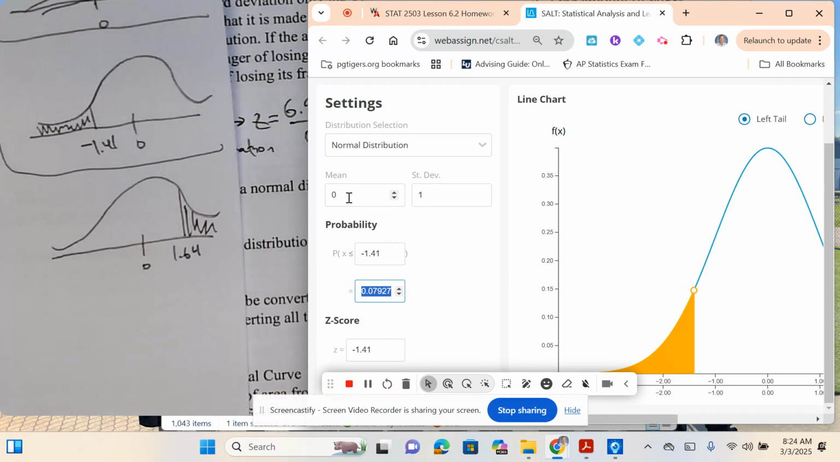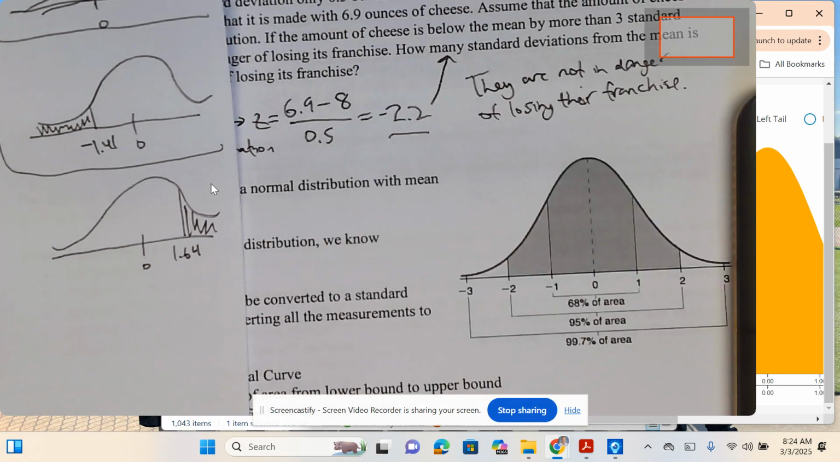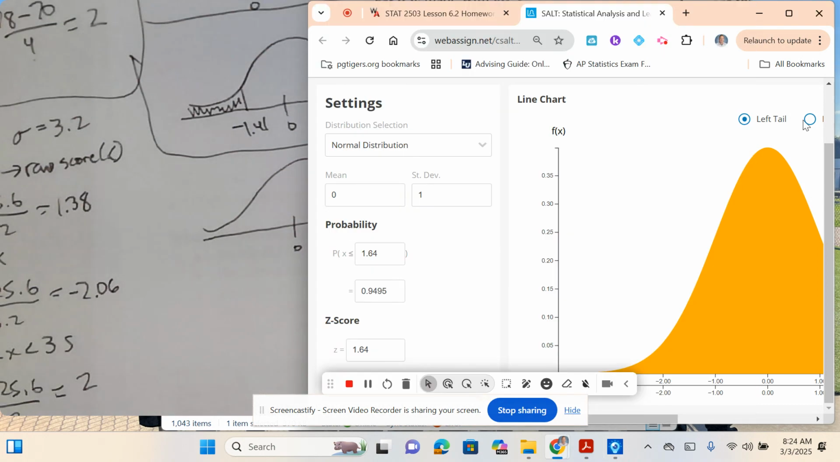You can kind of do this off of SALT. This mean of 0, standard deviation of 1. As I said, that's going to be different tomorrow. I'm wanting to know 1.64 is my x because that's my z. And I'm wanting to know which tail this time. Right tail, because I'm shading to the right. So shading to the right.